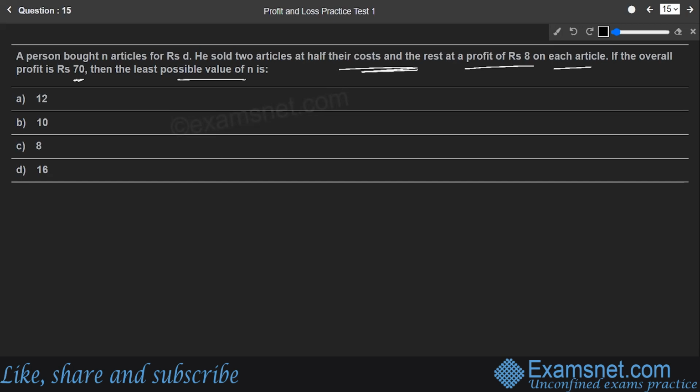Okay, so we can do it like this. He sold two articles at half of their cost and the rest at a profit of 8 rupees on each article, and the overall profit is given, so we will take it like this. Let us assume some cost price. Let us take the cost price as rupees 10. We can take it as 1 also, or 100 also. Let the cost price of the article be rupees 10.